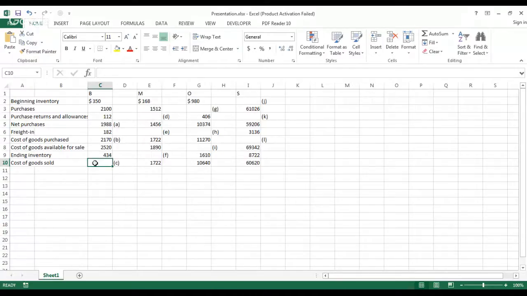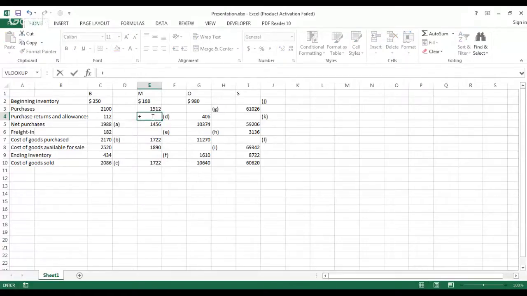And then for C, it's asking for the cost of goods sold. Cost of goods sold equals the cost of goods available for sale minus the ending inventory. So take the cost of goods available for sale and subtract the ending inventory. Comes out to be 2086.